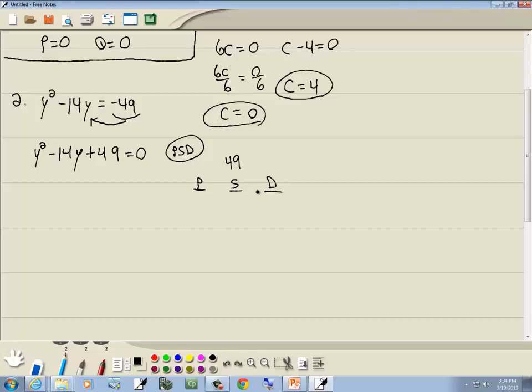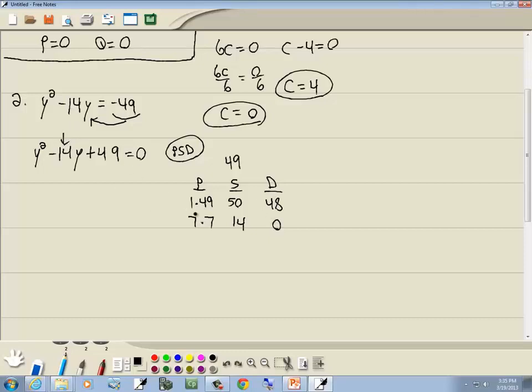Our product column, our S column for sum, and D for difference. In the product column, we're going to list all the products that give us 49. We've got 1 times 49, 2, no, 3, 4, 5, 7 times 7. In the S column, sum, we're going to add these together. 1 plus 49 is 50. 7 plus 7 is 14. In the difference column, we want to subtract them, smaller from larger. 49 minus 1 is 48. 7 minus 7 is 0.